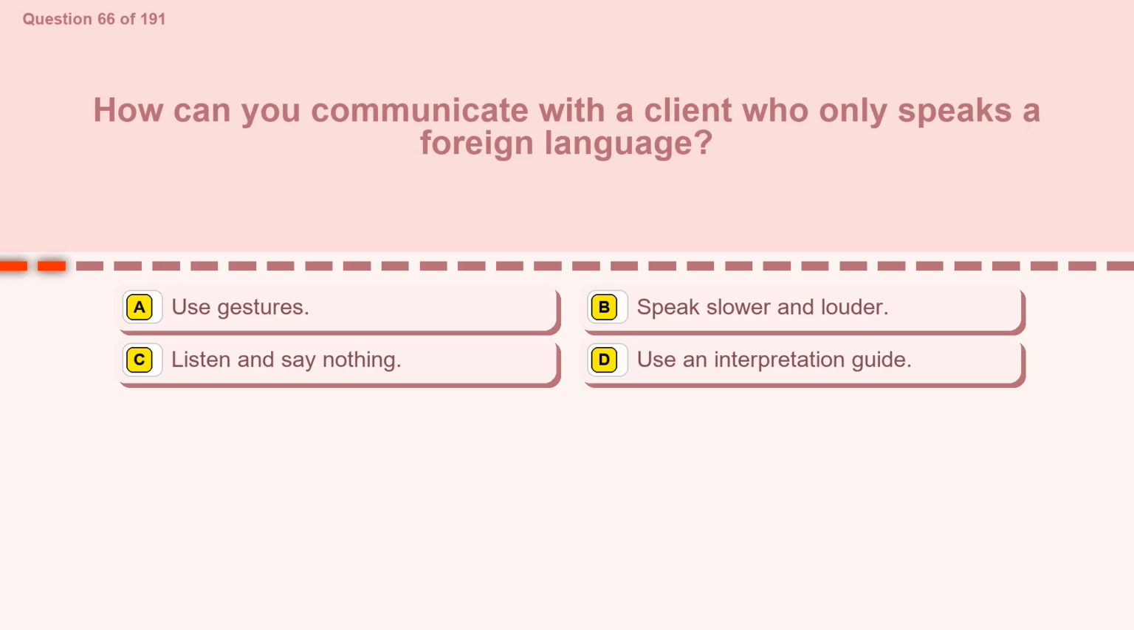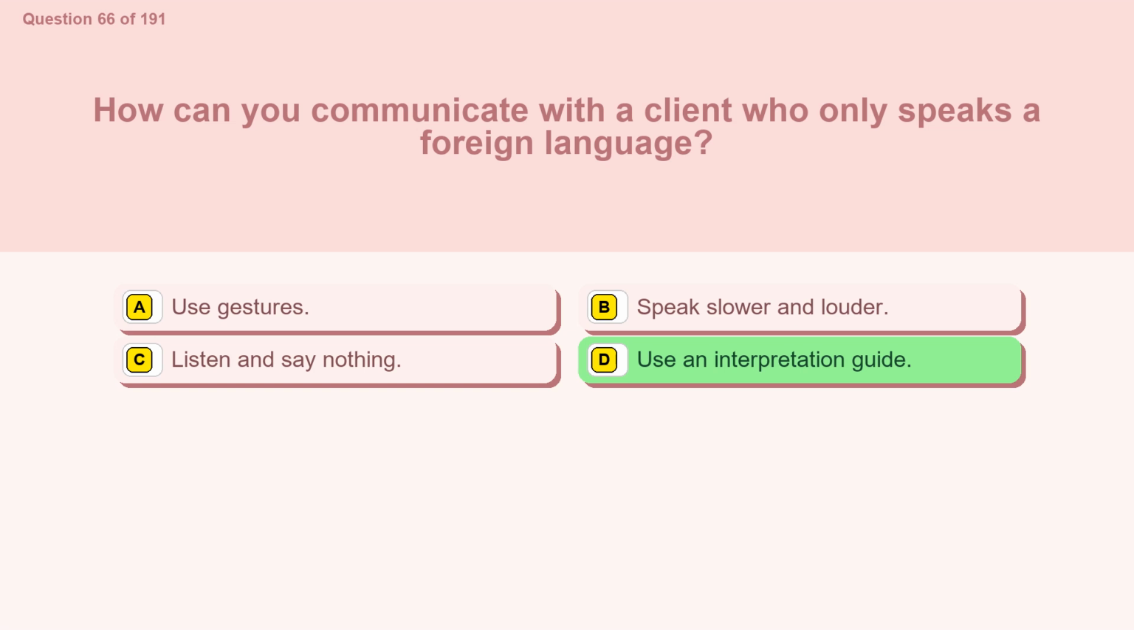Question 66. How can you communicate with a client who only speaks a foreign language? Option A. Use gestures. Option B. Speak slower and louder. Option C. Listen and say nothing. Option D. Use an interpretation guide.